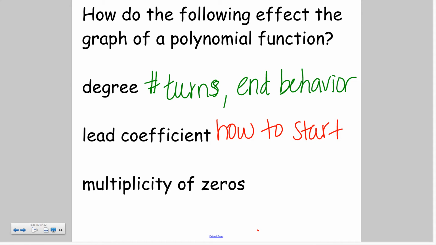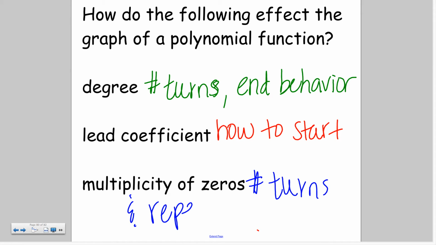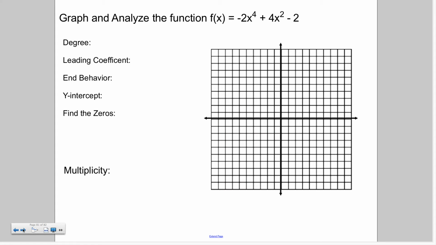If it's positive, it's going to start one way. If it's negative, it's going to flip and start the other way. Or you may see that as a reflection. The multiplicity of zeros is the number of terms, and repeating answers, repeating zeros, or x-intercepts. At the bottom of page 37, there's one to actually graph and identify all that stuff.